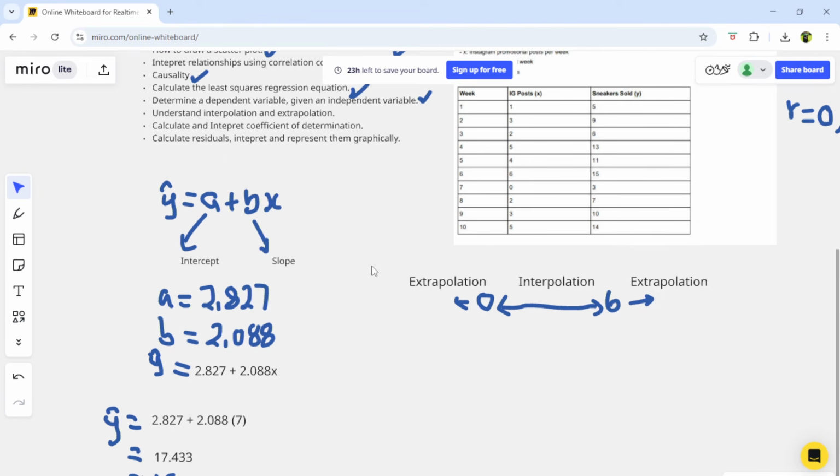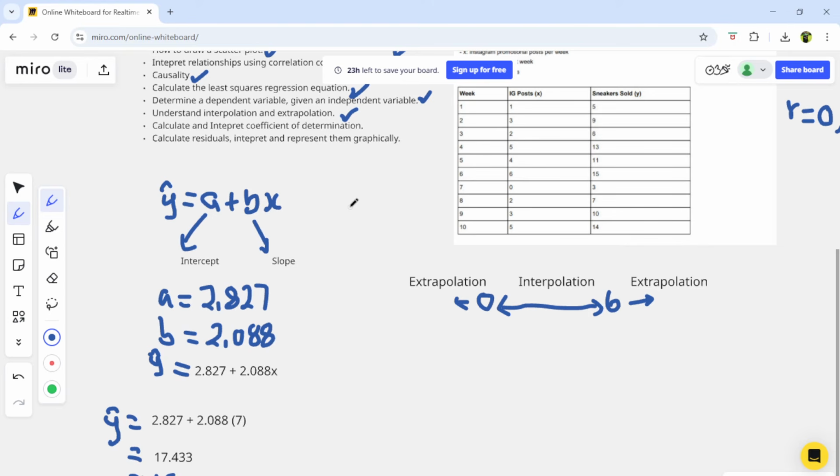Alright. So if we are determining the value of y using x equals 2, 2 is between 0 and 6, so that would be an example of interpolation. So that is interpolation and extrapolation in simple terms. Moving on to the next one.